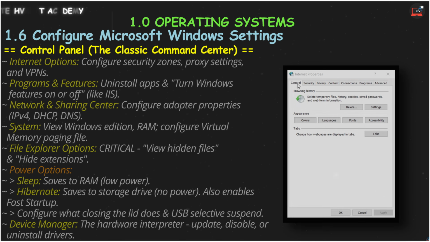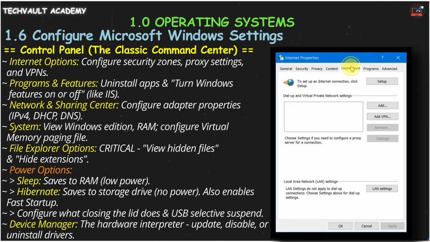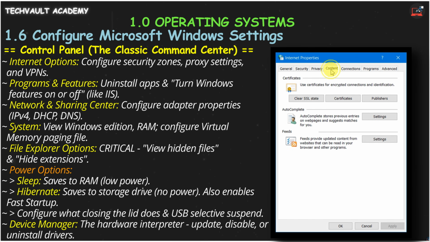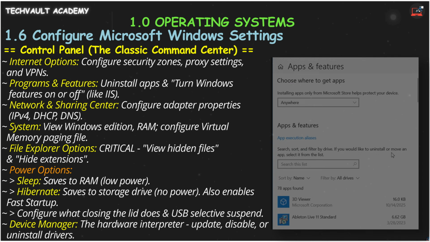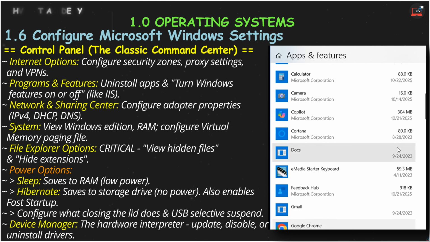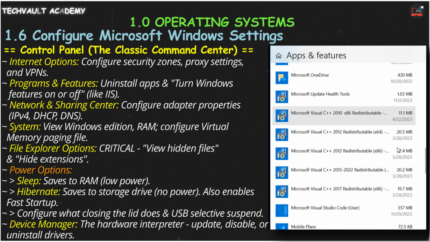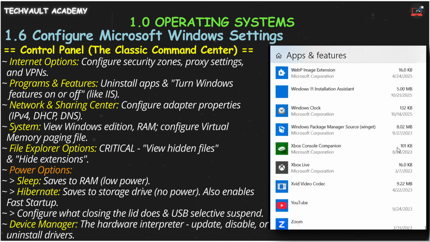Let's start with Internet Options, the browser security guard. The Security tab lets you set permissions for different zones, like the Internet or your local intranet. The Connections tab is where you configure a VPN or a proxy server. Programs and Features is your application inventory. Here you can uninstall programs and, crucially, turn Windows features on or off, like adding Internet Information Services, or IIS.